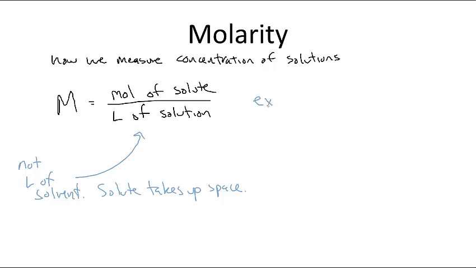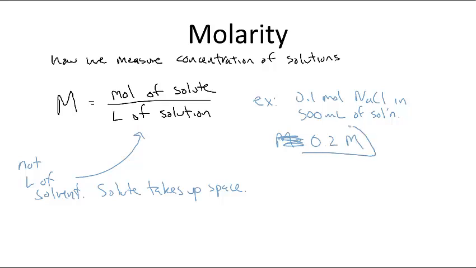For example, if I have 0.1 moles of NaCl in 500 milliliters of solution, what's my molarity? Who can do fast mental math? Yeah, my molarity would be 0.2. So really the way we would say that is 0.2 M. So 0.1 moles divided by 0.5 liters, we have our molarity. And I'm actually going to stop here.